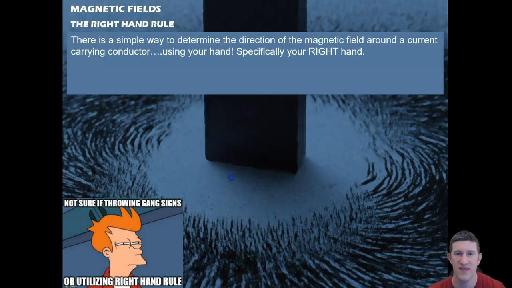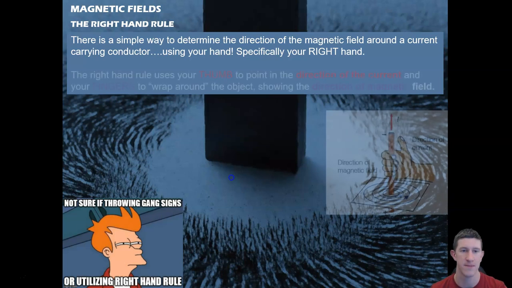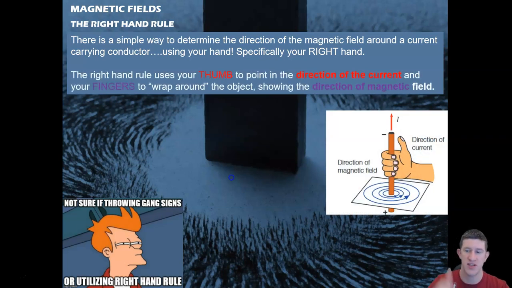There is a simple way to figure out the direction of the magnetic field around a current-carrying conductor, and it uses your hand, specifically your right hand. This is where the right hand rule comes in. The right hand rule uses your thumb to point in the direction of the current, and your fingers to wrap around the object showing the direction of the magnetic field.